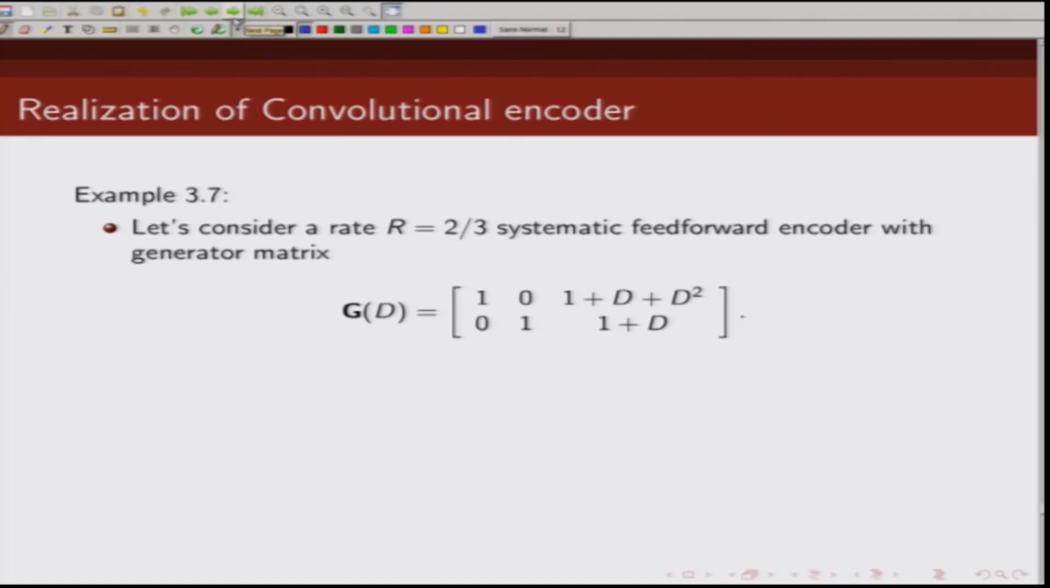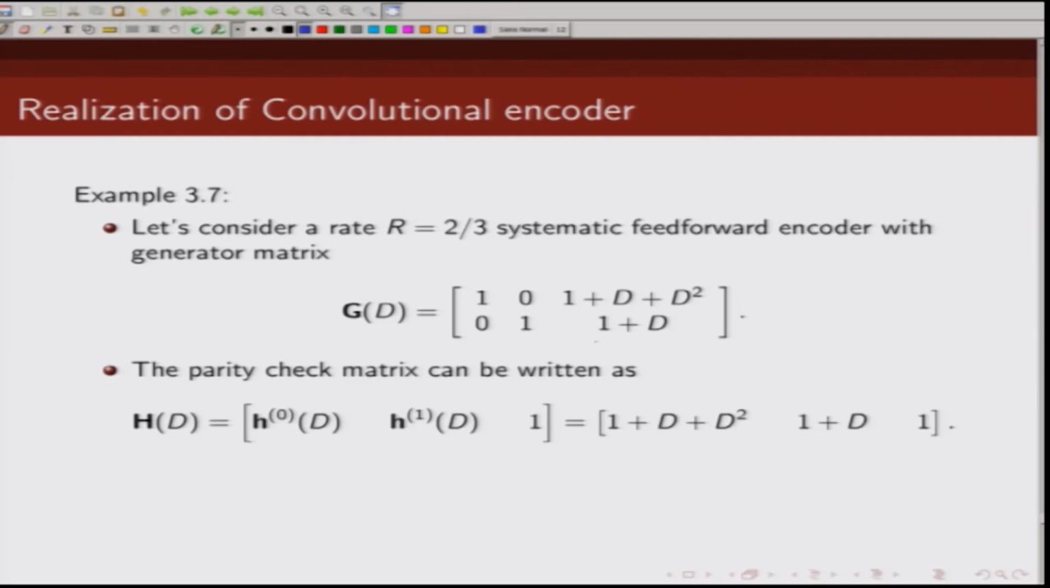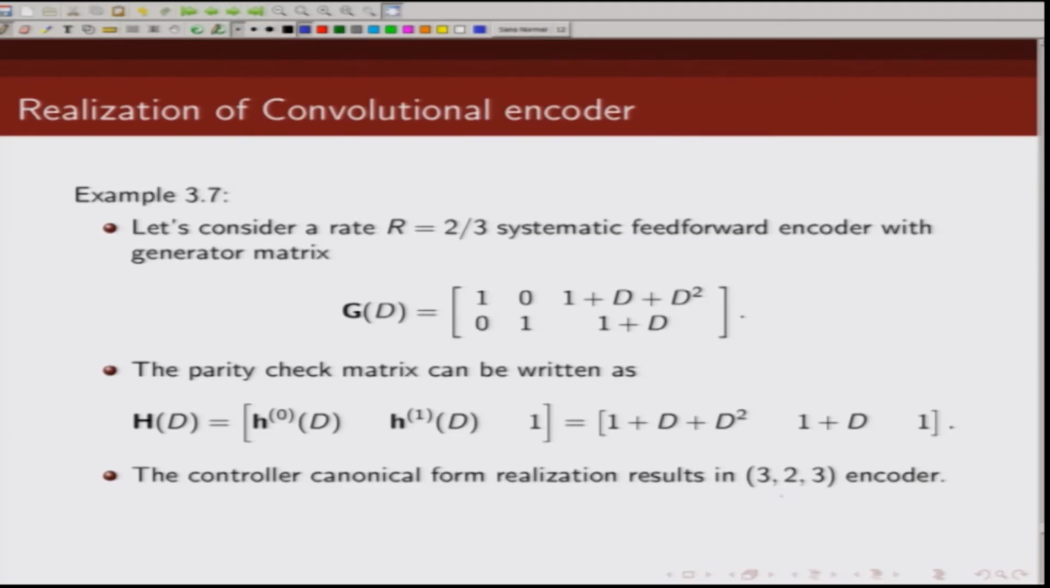So, let us take an example to illustrate this. We are considering a rate 2 by 3 systematic feed forward encoder whose generator matrix is given by this. Now, let us try to realize this generator matrix using controller canonical form realization and observer canonical form realization. So, the parity check matrix for this is given by this expression. We will just show you that.